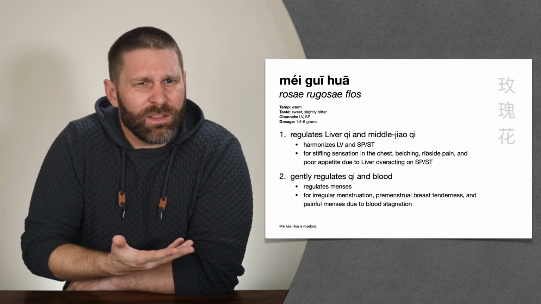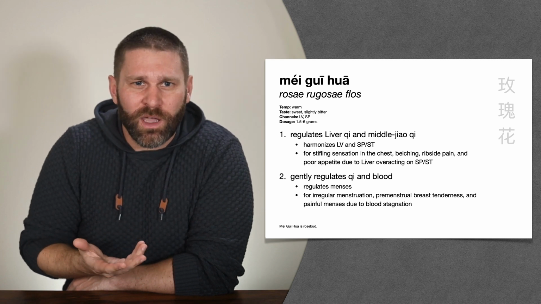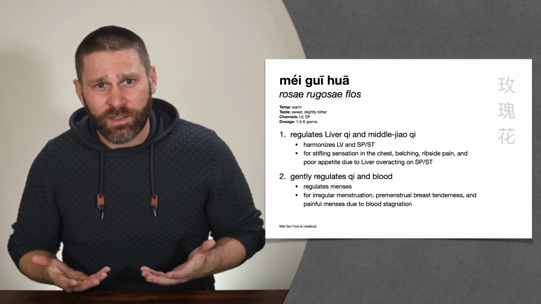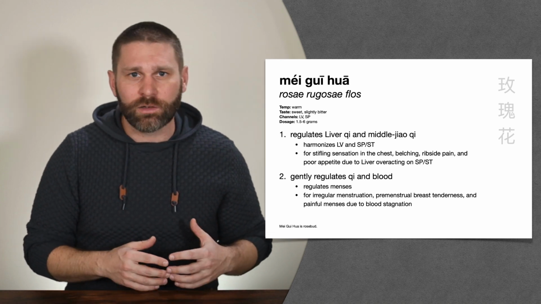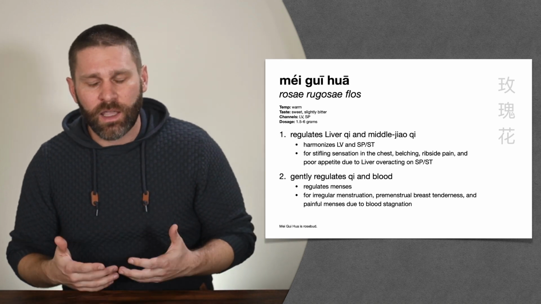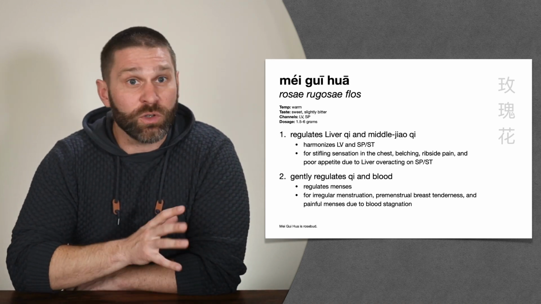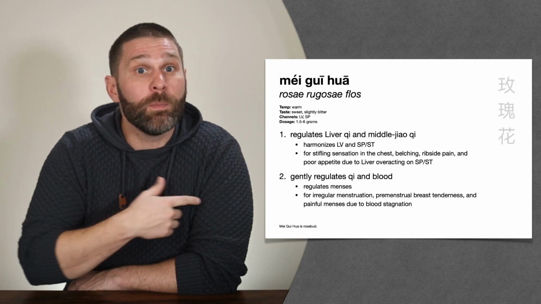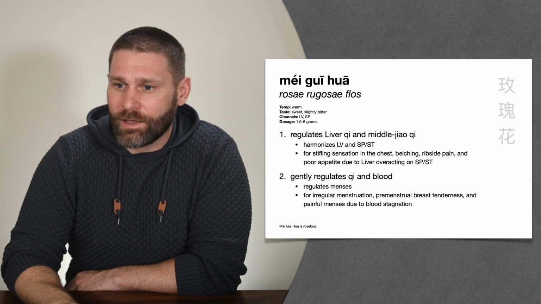I have a friend who likes to make teas for people, because there are certain patients who just don't like to take Chinese herbal formulas. They don't like to cook them for a long time, and it smells bad and tastes even worse. And so sometimes for those patients, she'll make some custom teas, and Mei Gui Hua is a very common ingredient that you can just add to a tea.